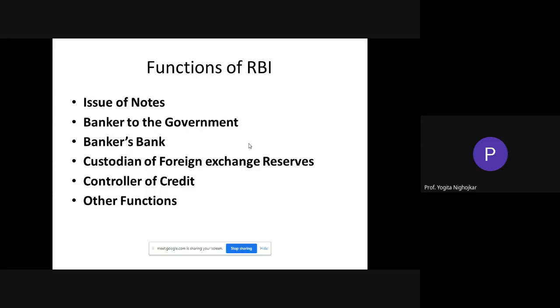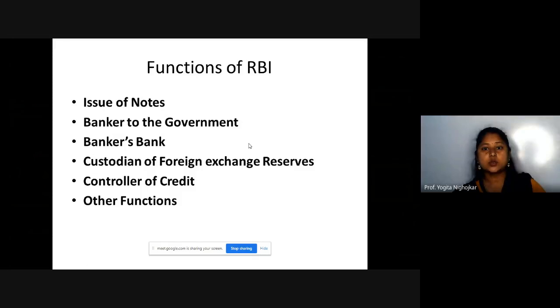Functions of RBI. First is issue of notes. The Reserve Bank has a monopoly for printing the currency notes in the country. It has the sole right to issue currency notes of various denomination, except one rupee note, which is issued by the Ministry of Finance.